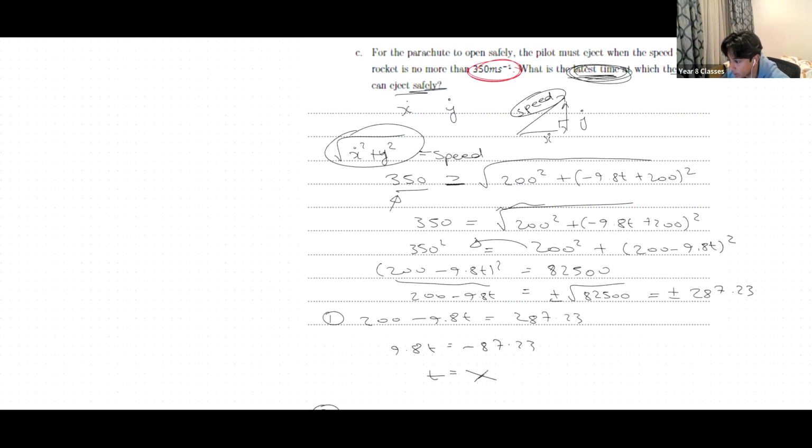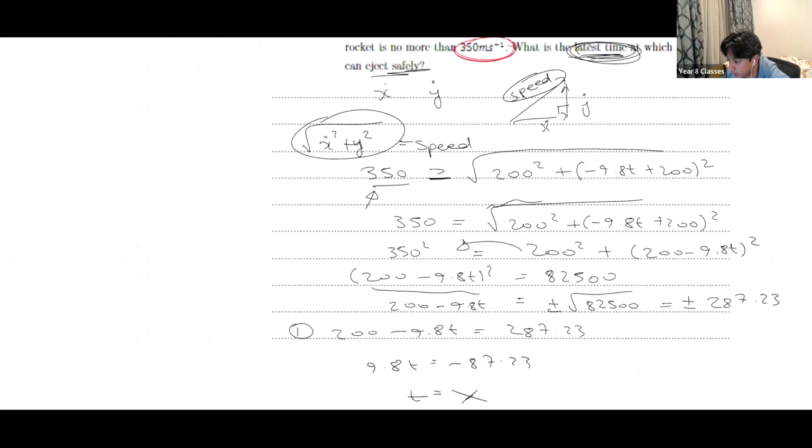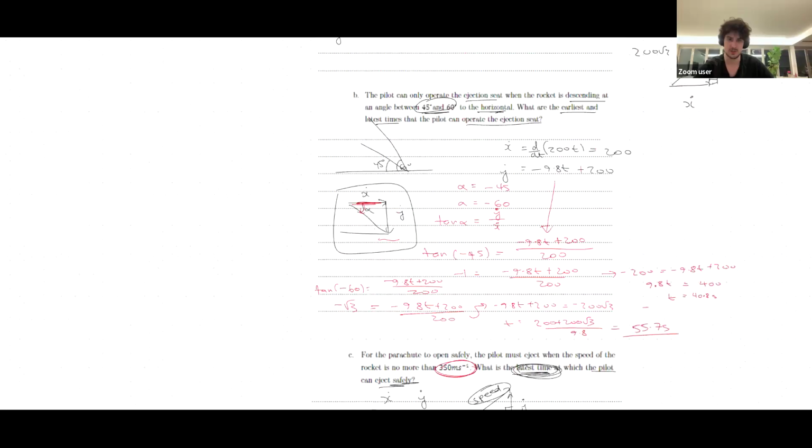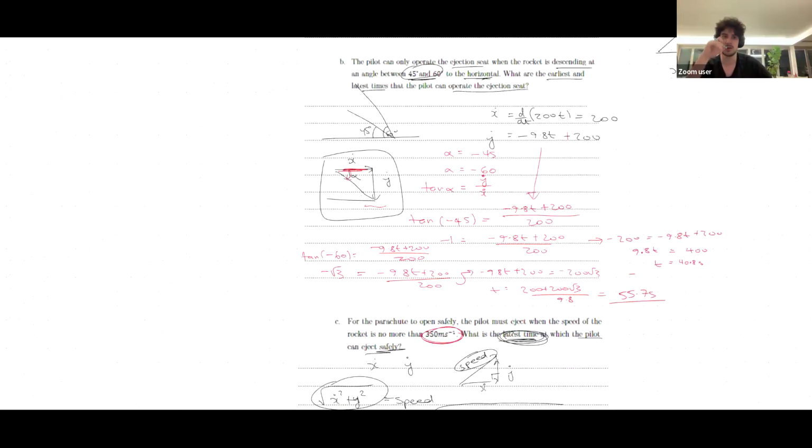So is it between our earliest and latest launch or ejection times? You don't need to substitute, sorry. So we're just checking if it's between our earliest and latest start time from part B. Is it between those two numbers? Is it or is it not between? It is. So therefore we can comfortably say that this is the latest time you can eject. All right. Cool.